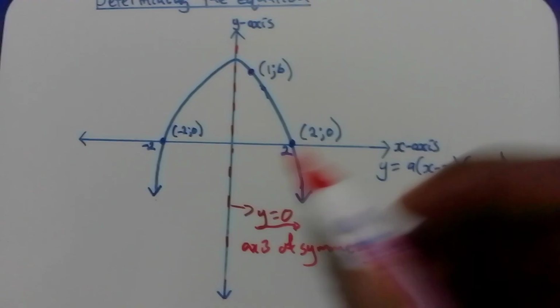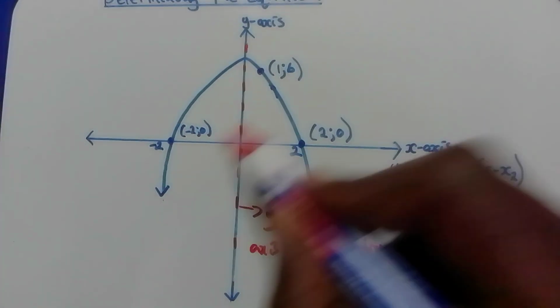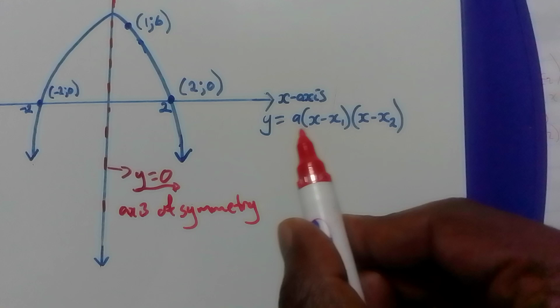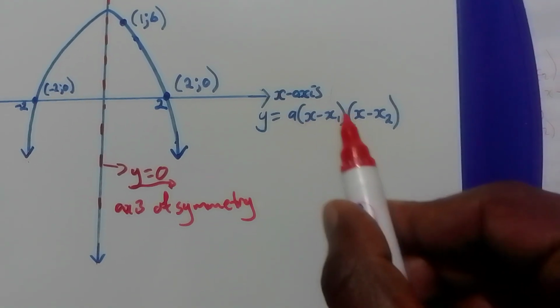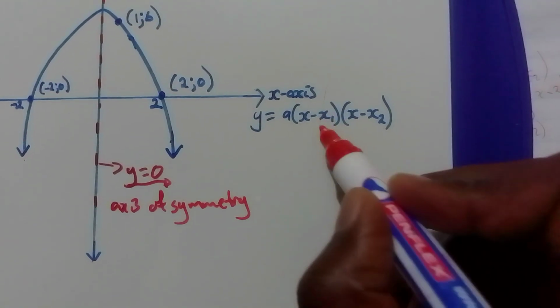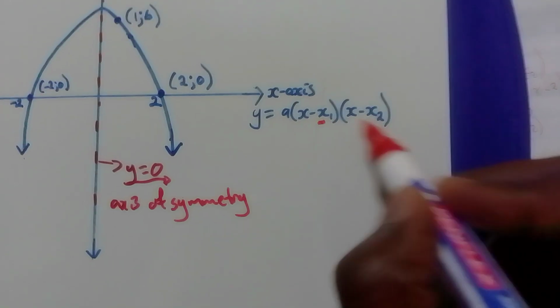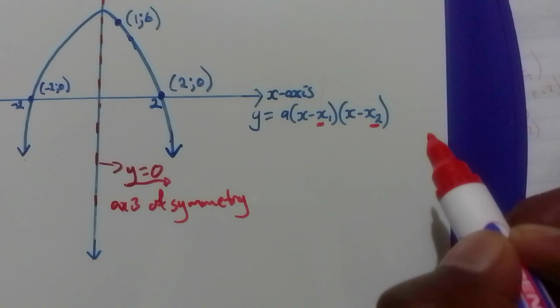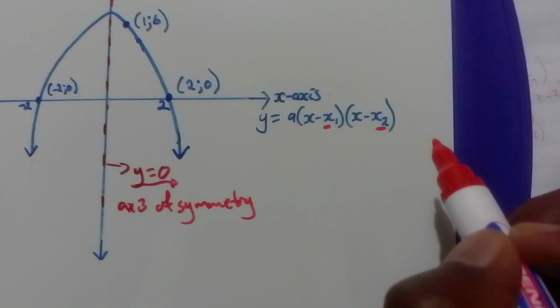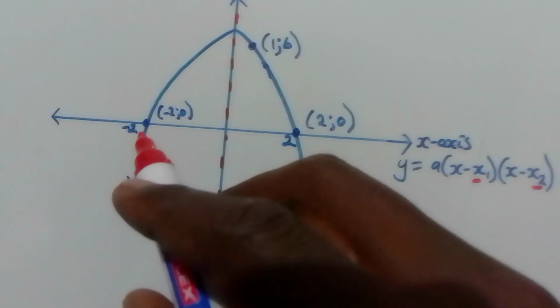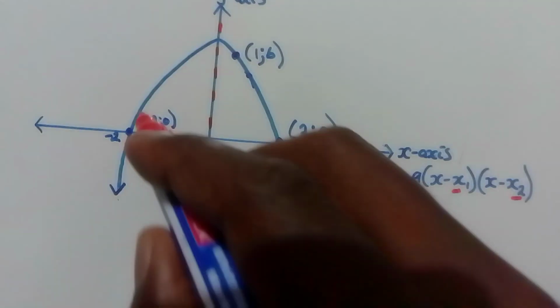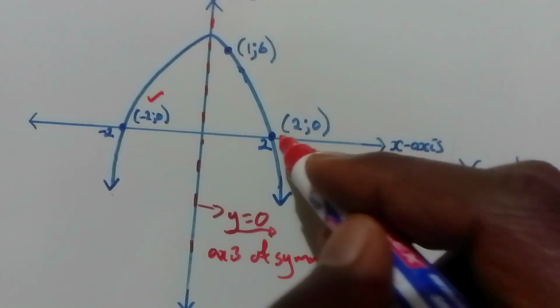Okay, now we are going to be using the x-intercept form in order to determine the equation. And the formula for that says what? y = a(x - x1), where x1 is the smaller x-intercept, then (x - x2), which is the bigger x-intercept. So if we come to our graph here, what is our smaller x-intercept between -2 and +2? Obviously, -2 is smaller than +2.